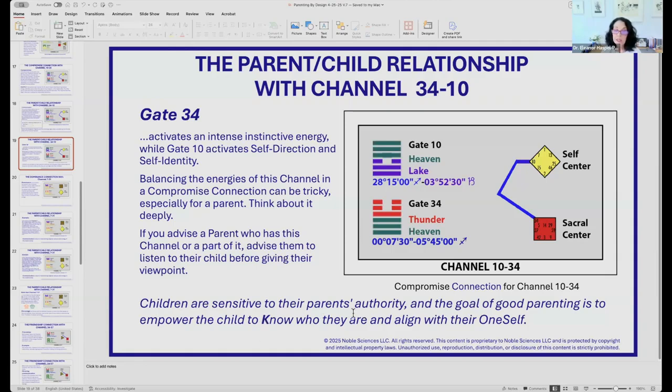Children are sensitive to their parents' authority. The goal of good parenting is to empower the child to know, and I bold the K because I call it knowing with a K. It's knowing who you are and what aligns with your inner self. As a parent, you want your child to be empowered and to align internally with who they are.